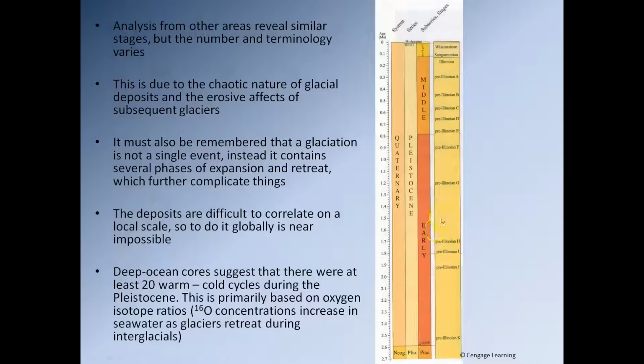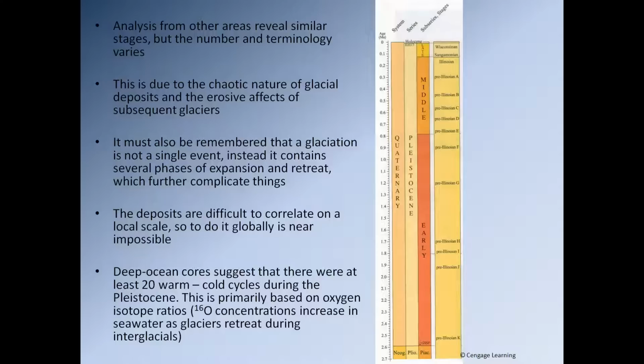So here we go. If we look, here's the Pleistocene, we've got the Holocene up here. You can see here it starts around 2.6 million years ago. We have pre-Illinoisian K down here, J, I, H, G, F, E, D, C, B, and A. And so these are the events that we've been able to pick out by looking at the glacial sediments. These are all periods of glacial advance, and they're all going to be separated by one of these periods of warming, which we refer to as an interglacial.